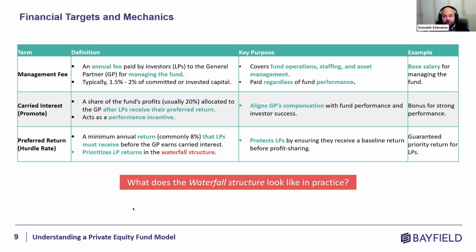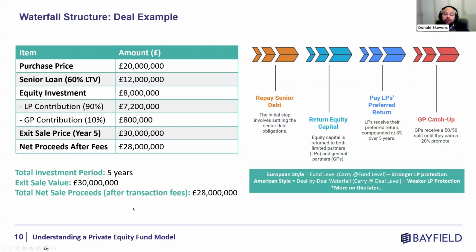But what does that look like? So I've created a very simple example here for you all. Assuming we're buying a property, it's 20 million. 12 million of that we raised as debt. And the equity component is the rest, 8 million, split 90% between the LP and the GP. And we sell the property for 30 million after 5 years, and after fees, the net proceeds are 28 million. So you can already see we've got about 8 million to play with, right?